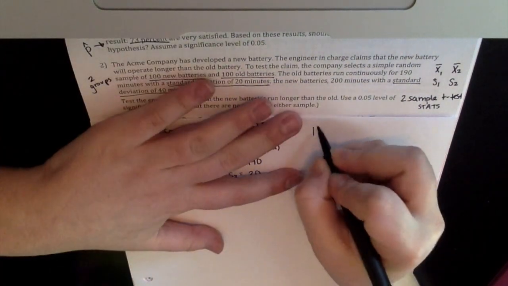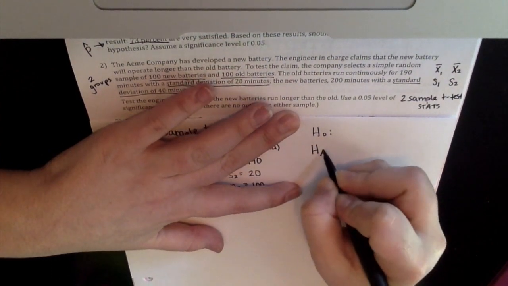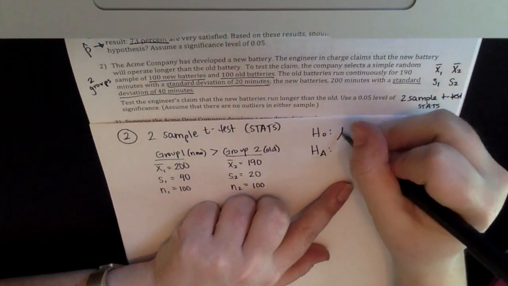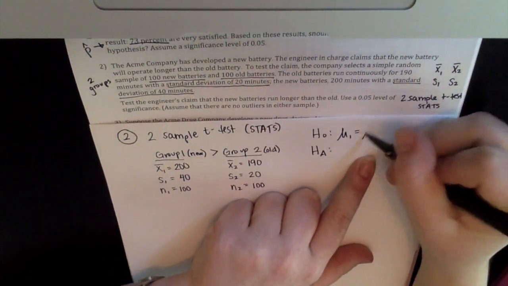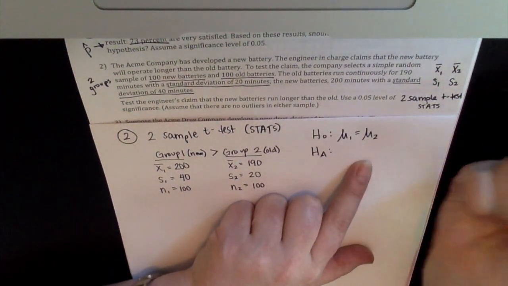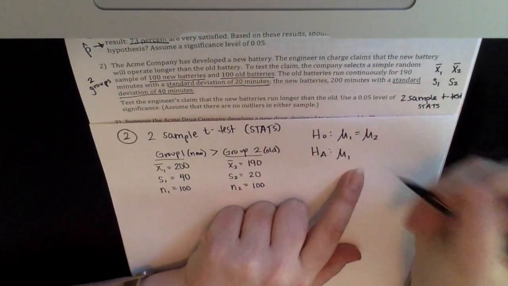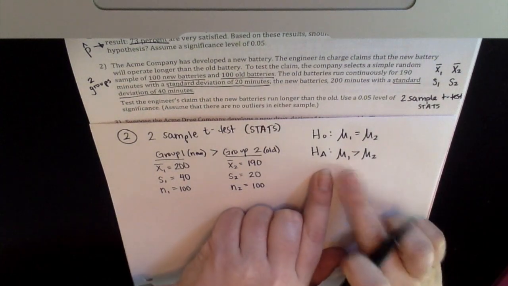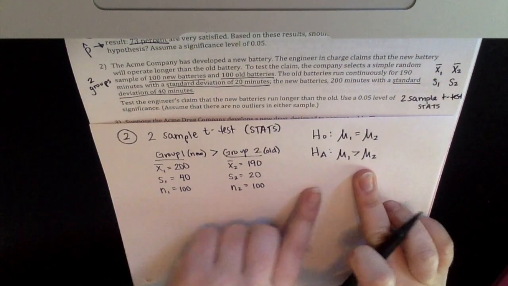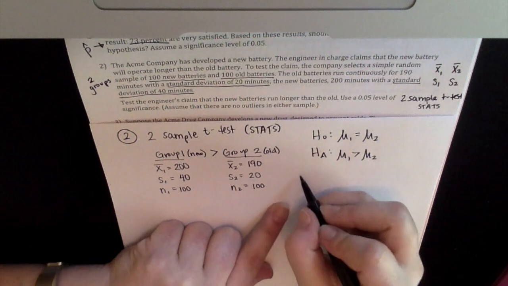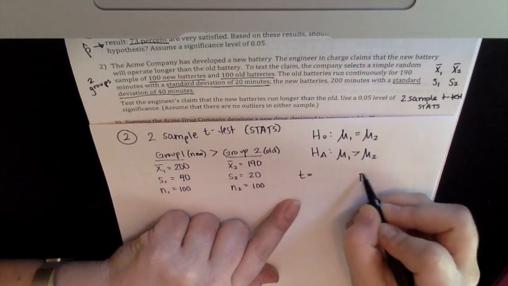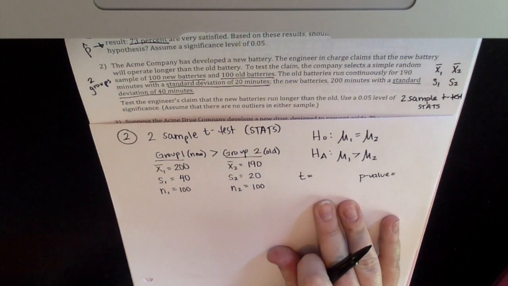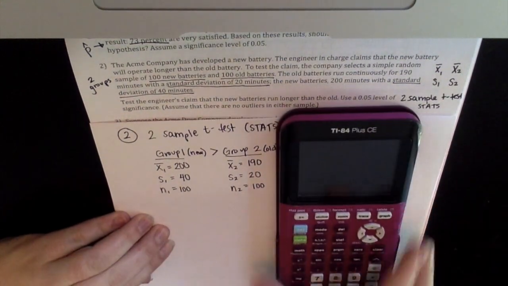So when I go over here to write my hypotheses, remember that this is a 2-sample t-test, so we assume that the means or mu's from groups 1 and 2 are equal, and then we want group 1 or new to run longer than the old. So we want the mean from group 1 to be larger than the mean from group 2. So we will end up with a t and a p-value. Let's run the test so we can record what we see. So let me go to my calculator.